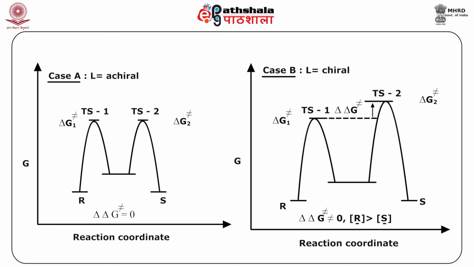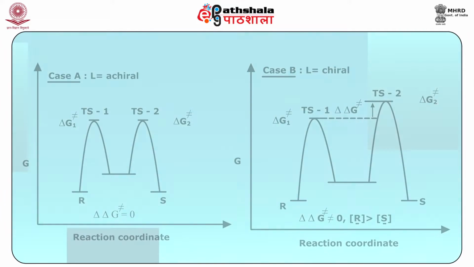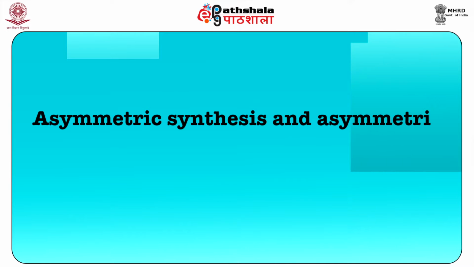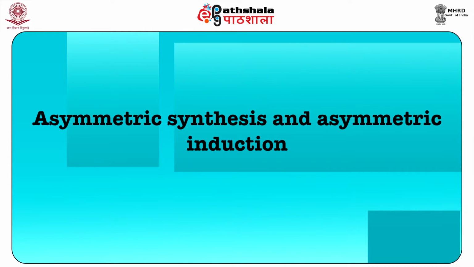The energy level diagram of the enantioselective reaction has been depicted here, and it can be seen from the given reaction pathway how the two different alcohols would be obtained through the two different transition states. Asymmetric synthesis and asymmetric induction.